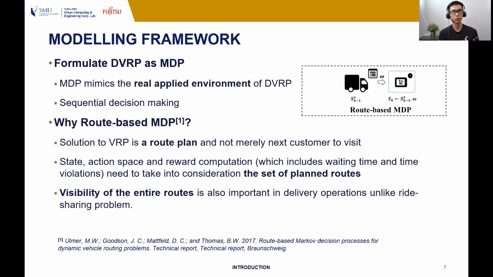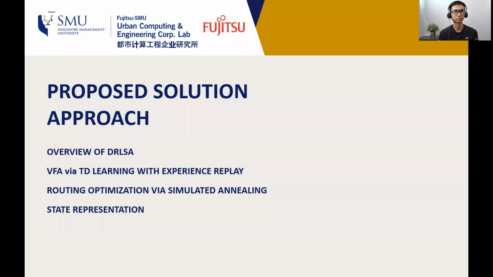The difference between route-based MDP and a conventional MDP is that for the state, action space, and reward computation, you need to take into consideration the set of planned routes. This is because the solution to VRP is a route plan, not merely the next customer to visit. And this is important for the problem settings that we are addressing, because visibility of the entire routes is important in delivery operations, unlike the ride-sharing problem.